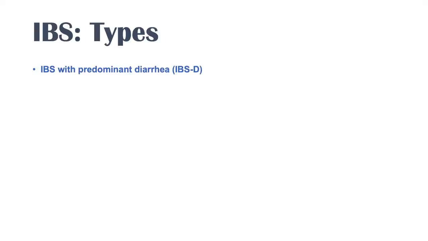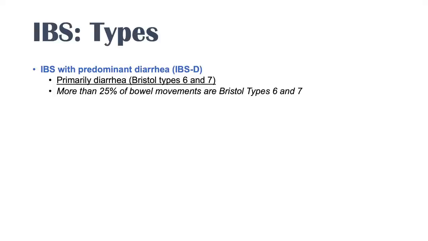There is IBS with predominant diarrhea, or IBS-D. As its name suggests, it's primarily diarrhea, so Bristol types 6 and 7. To make the diagnosis, more than 25% of bowel movements are Bristol types 6 and 7, and less than 25% of bowel movements are Bristol types 1 and 2. So this is how we make the diagnosis of IBS-D.